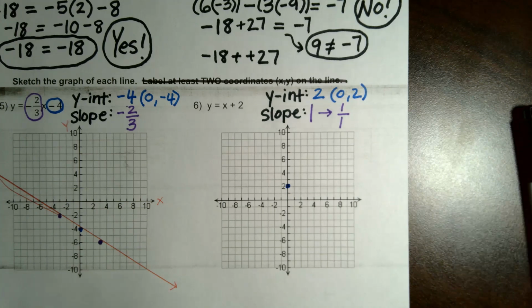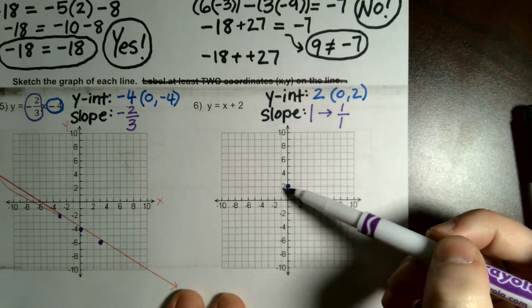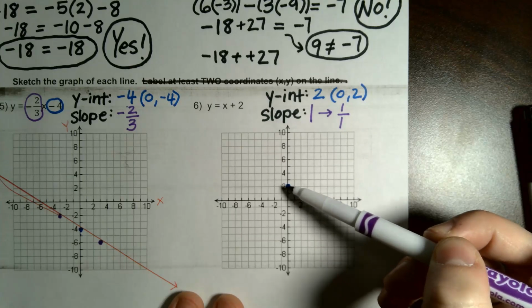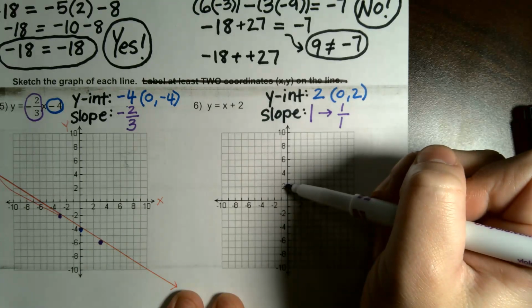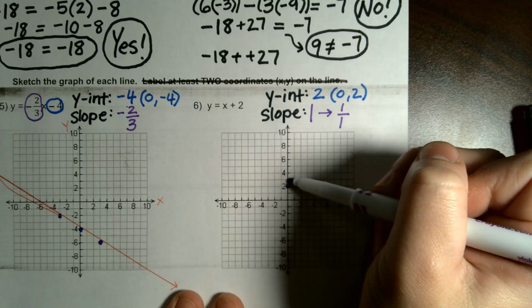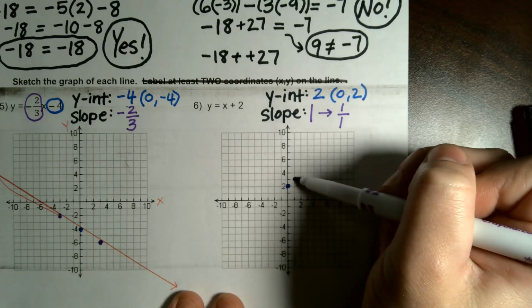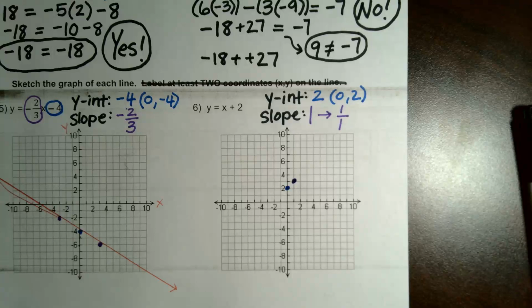Absolutely. So now we're going to use our slope. Where am I starting from? The point. Yes, start from the y-intercept. Do not go back to 0. We're going to count rise is 1, run is 1. Right there. They're pretty close together.